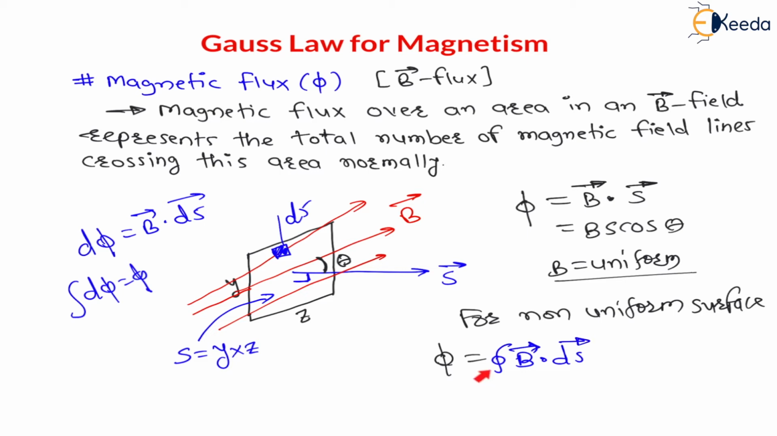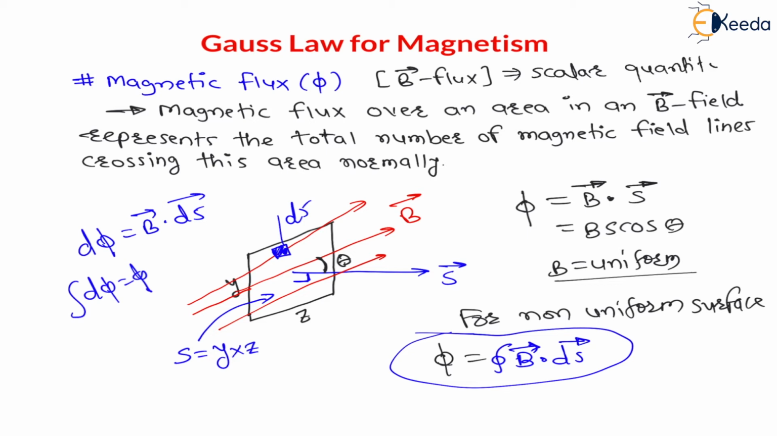Therefore it is a cyclic integration, right? Therefore this will be for non-uniform surfaces. And already we have seen the dot product of two vector quantities is always scalar. Therefore this magnetic flux is also a scalar quantity. So write somewhere, magnetic flux is a scalar quantity, right?